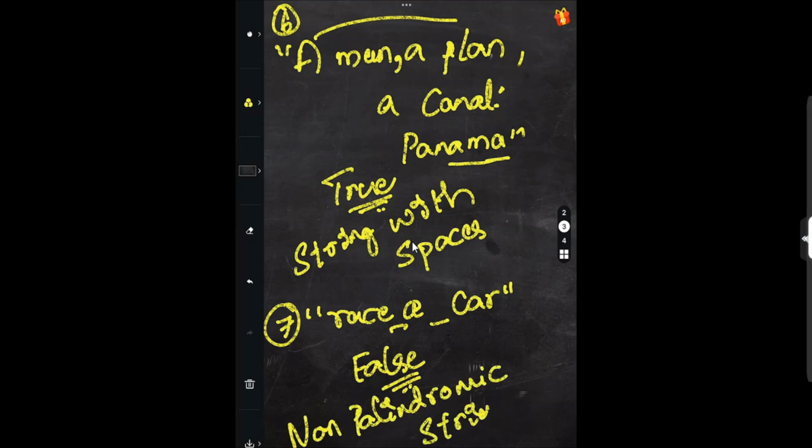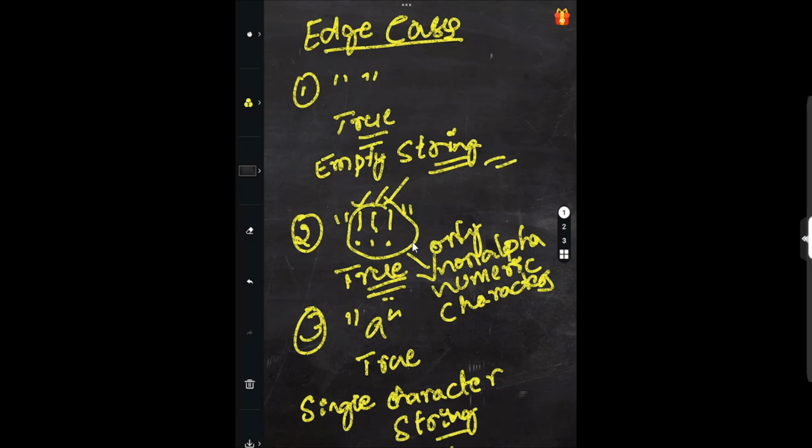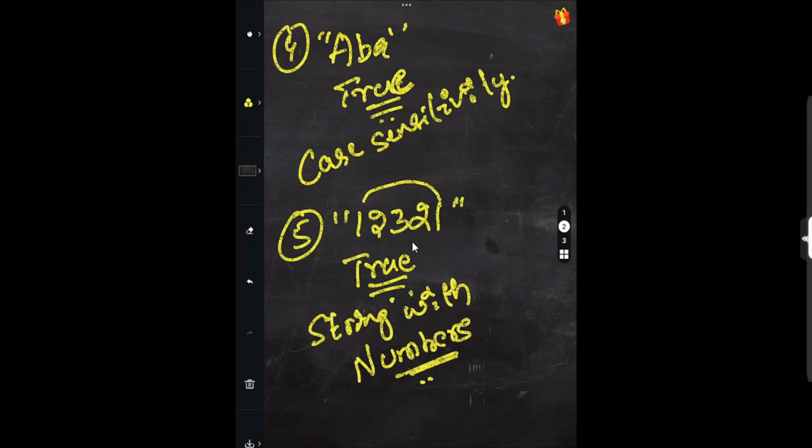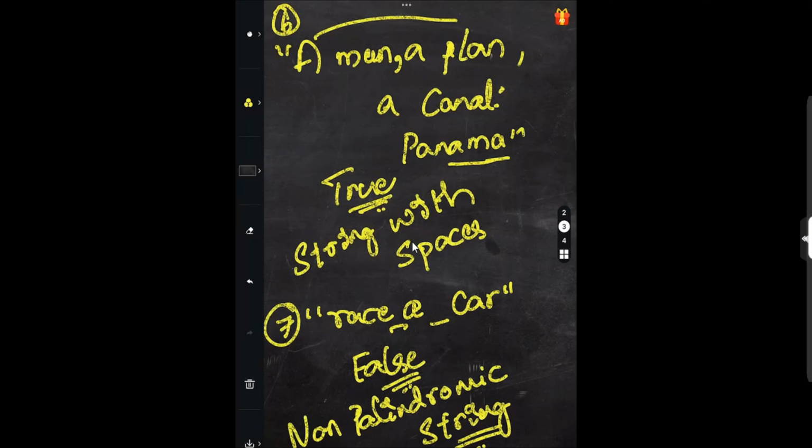So these are the 7 edge cases that we need to consider, right? First one was for the empty string. Second one was for only non-alphanumeric characters. Third one was for single character string. Fourth one was for case sensitivity, we saw. Fifth one was for string with numbers. Sixth one, we went with string with spaces. And the final one was for the non-palindromic string. So I hope every edge case is clear.